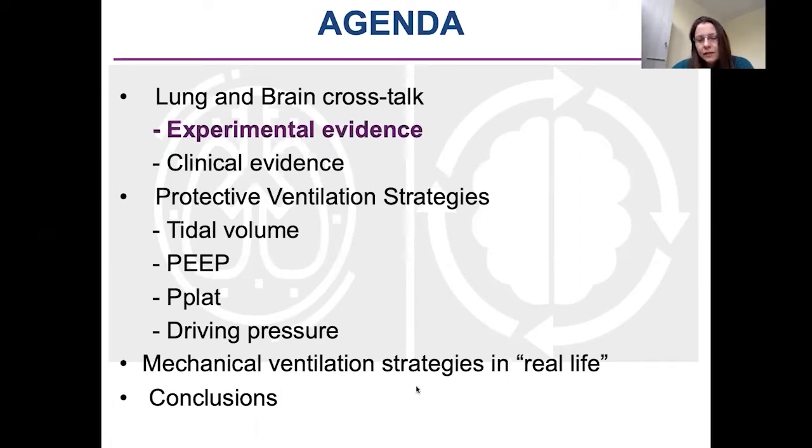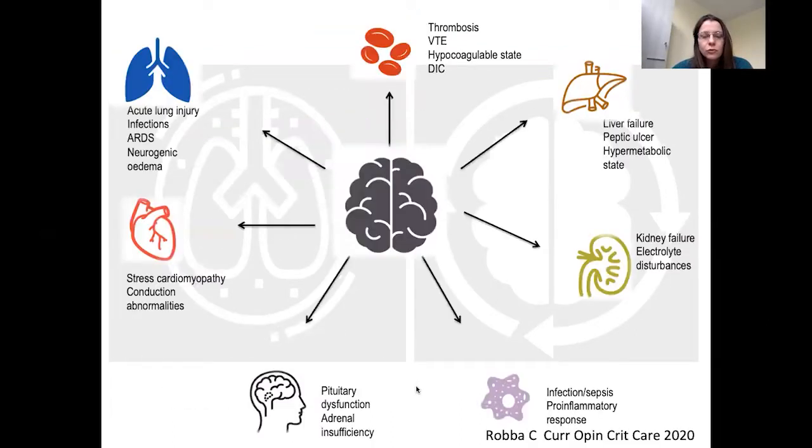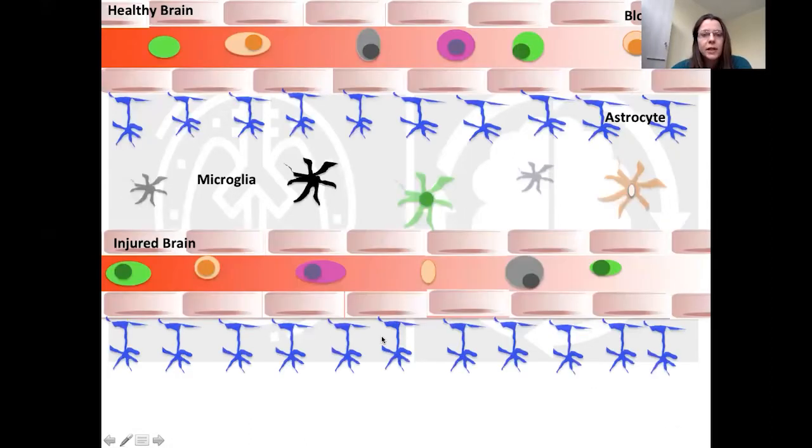So, experimental evidence: it is pretty clear from both experimental and clinical evidence that there is a lung and brain crosstalk. And in particular, it's not just a brain-lung crosstalk, it's a systemic and brain crosstalk, because every time there is a brain injury, there is also a dysfunction or anyway an effect on the peripheral system, which includes, for example, liver failure, kidney failure, infections, pituitary dysfunction, cardiological and respiratory complications.